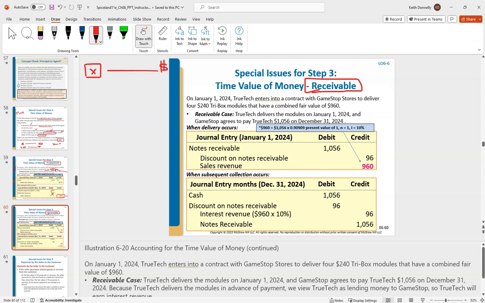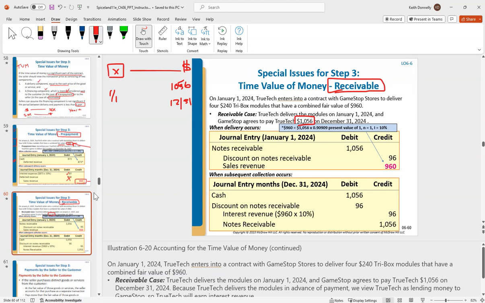Again, it says here, same facts: on January 1st, they enter into a contract to deliver 4 Xboxes that have a combined fair value of 960. More specifically, TrueTech delivers the modules, here you go GameStop, on 1/1, and GameStop says, look, we'll pay you $1,056 on 12/31. How do you account for this?